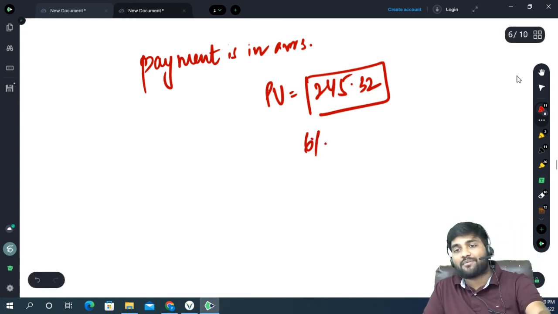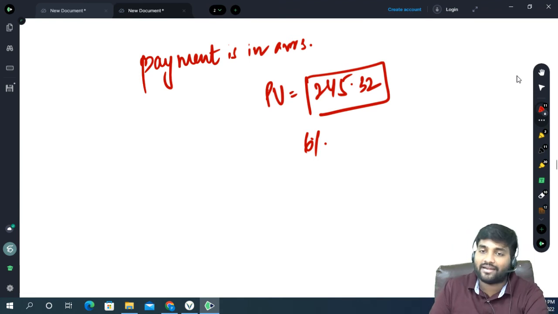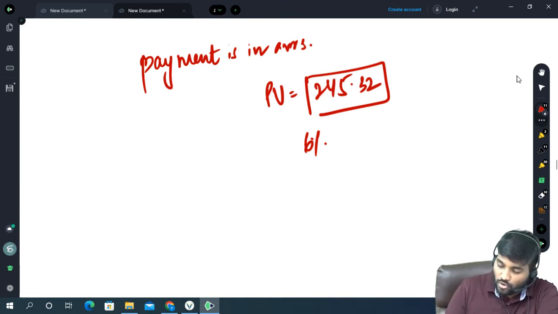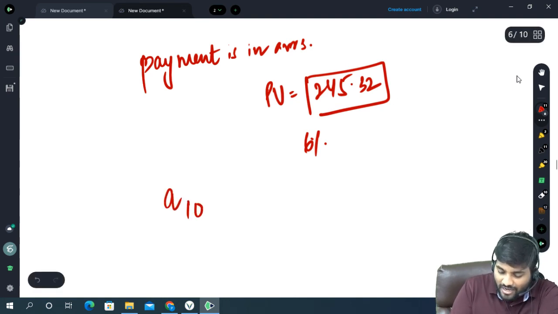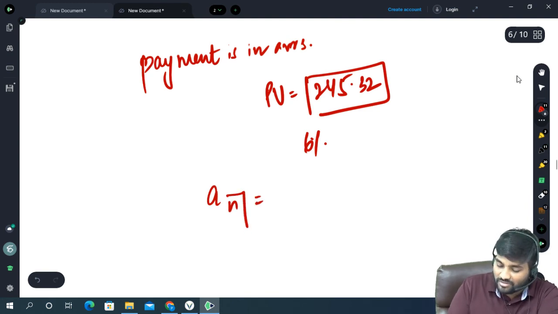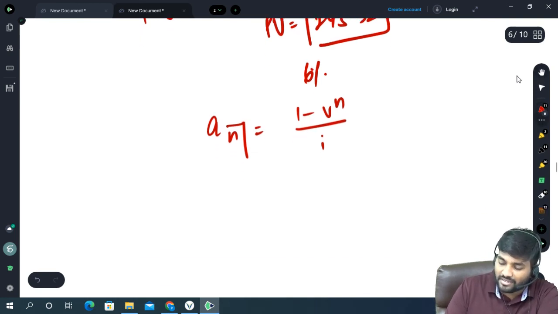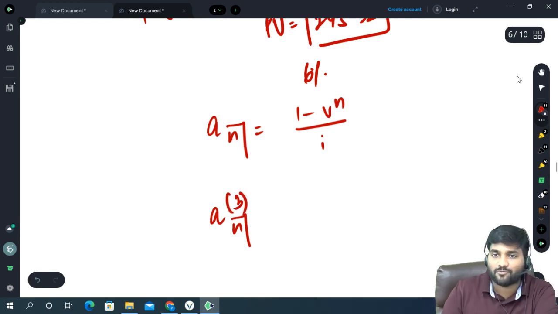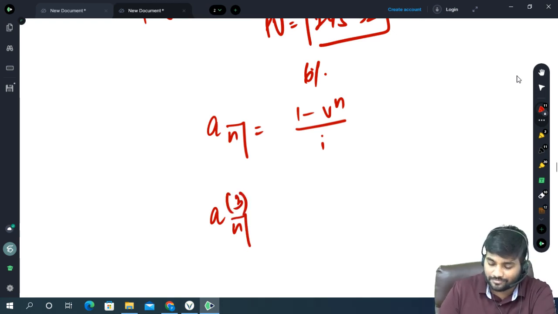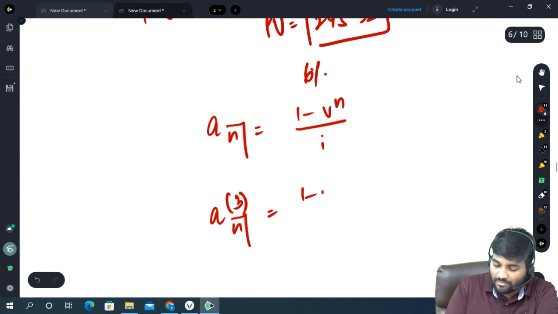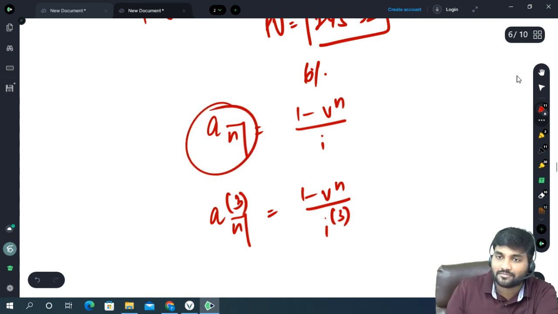Now they are saying instead of paying at the end of the year, the payment will be made in 3 installments. Suppose the payment is annually in arrear, then we use the formula a-angle-n, which is 1 minus v to the power n by i. Now suppose the payment is a-angle-n with superscript (3), this means in a year, there are 3 payments. So this will be 1 minus v to the power n by i(3). They have given us this.